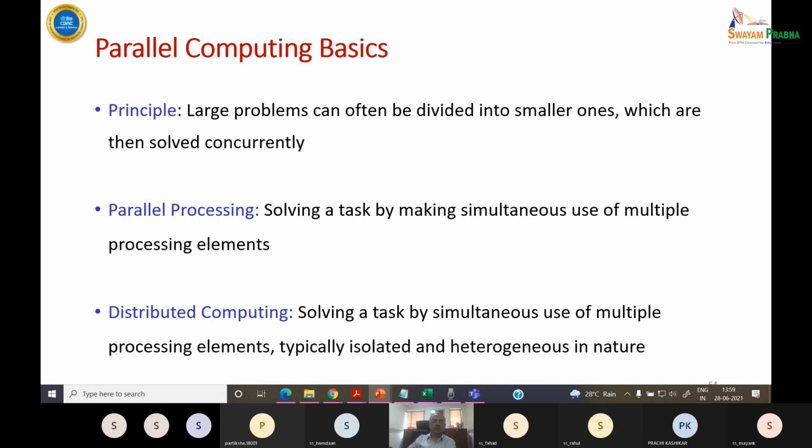Okay. So once you know that it can be solved concurrently, then you use parallel processing. You essentially make use of multiple processing elements, and we saw the MIMD architecture, through which you can do it. Also associated in this regard, we need to mention distributed computing, and we saw that a cluster is an example of distributed computing. So these are the basic things on which HPC is based.